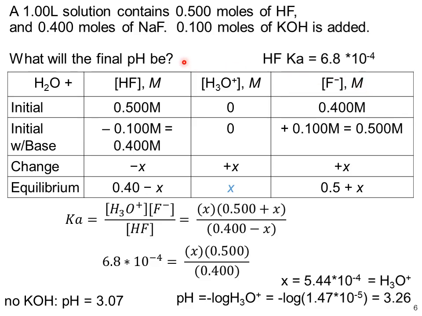Okay, so we are adding NaOH, KOH, same difference. We're adding KOH. Adding base is going to react with the acid and make it disappear, and that reaction is going to create more F minus, and so the base goes up. And so we end up with more conjugate base, less acid, and then the reaction still goes to equilibrium. So now 0.4 minus X, 0.5 plus X, set up our ICE chart, solve for X, we get an X of 5.44 times 10 to the negative fourth, or a new pH of 3.26.